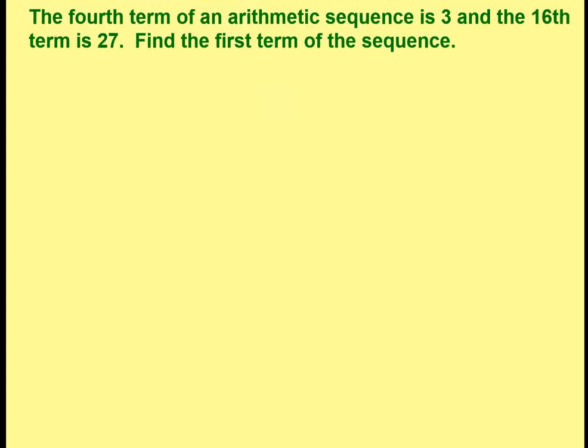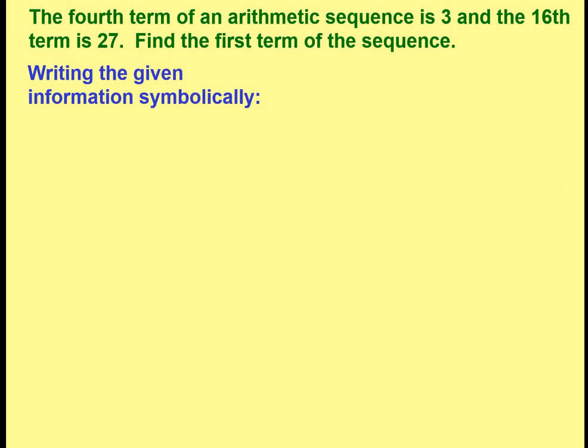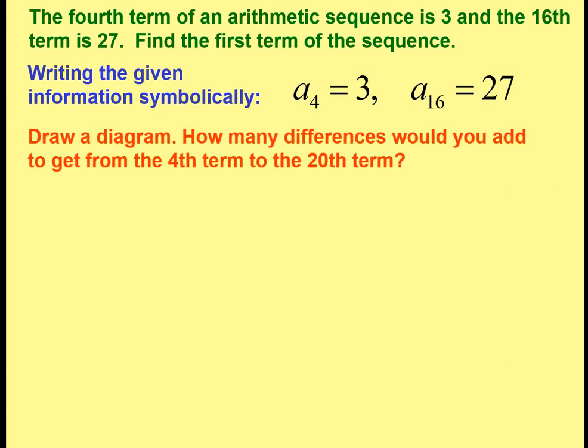Okay, here's a problem of a type that you'll encounter sometimes. The fourth term of an arithmetic sequence is 3, and the 16th term is 27. Find the first term of the sequence. So writing the given information symbolically, we have the fourth term, a sub 4, is 3, and the 16th term, a sub 16, equals 27. This is going to be helpful for doing some substitutions later.